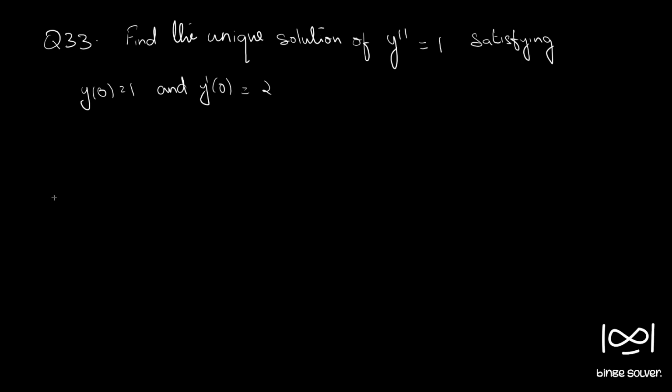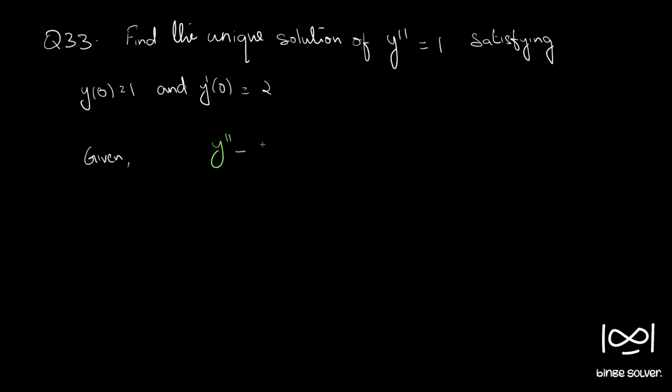Question 33. Find the unique solution of y double dash equal to 1, satisfying y of 0 equal to 1 and y dash 0 equal to 2. So we need to form a solution to this differential equation. Right, given, I'll write down the given things.